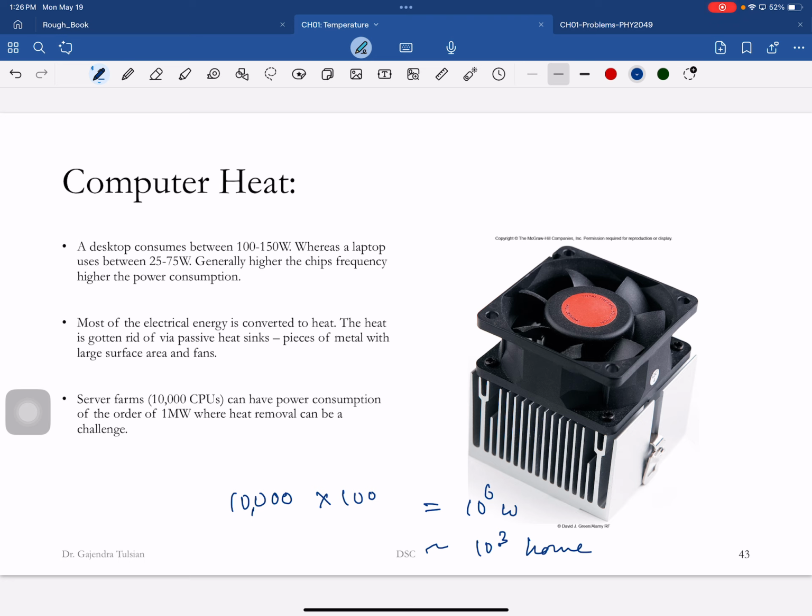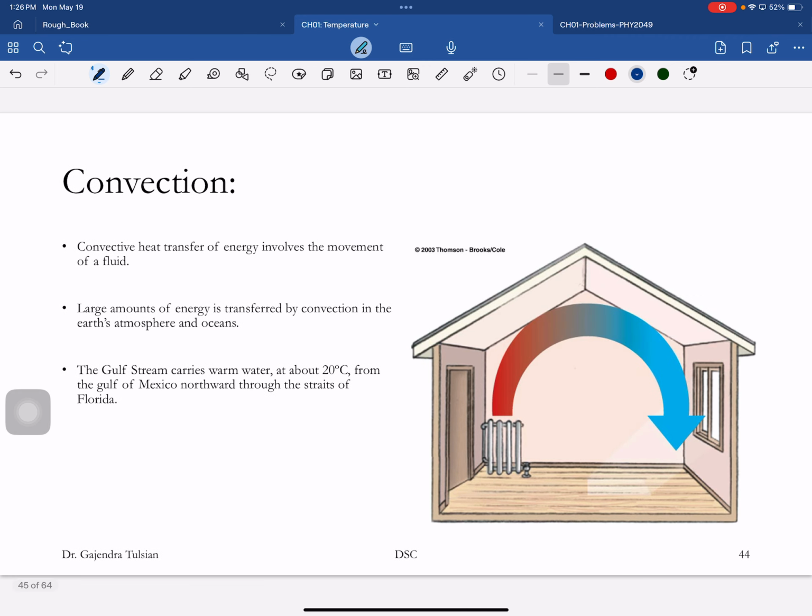So your air conditioning better not fail in this room. Heat removal can be a challenge, and so you have to plan for all of that kind of stuff.